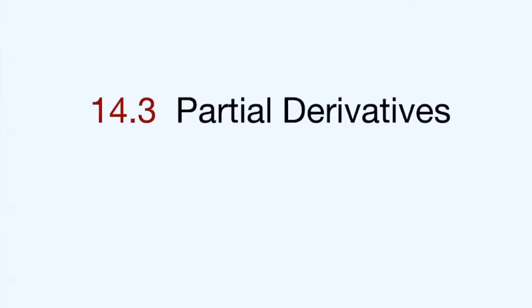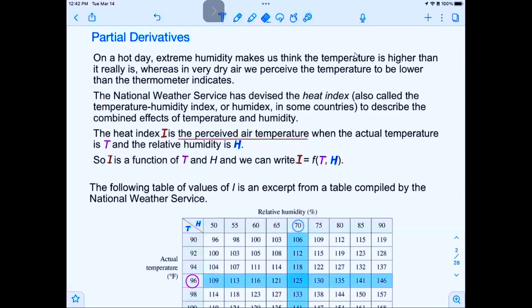14.3, possibility. Now, what do I have over here? Let's say humidity makes the temperature feel higher than it really is. Okay. Alright. So in dry air, we actually see the temperature to be lower than the thermometer indicates. Okay. So here, I'm going to ask someone else to read it.